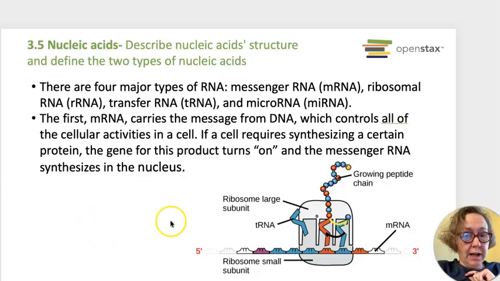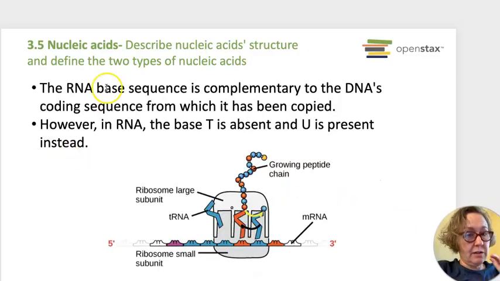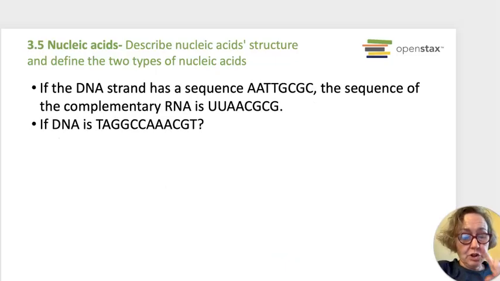The first, mRNA, carries this message and then it grows a chain. Let's look at it. The RNA base sequence is complementary to the DNA's coding, right? A goes with U, G goes with C. However, in RNA, there's no T, like I just said. It's only U. So let's do this again, just like we did with DNA.